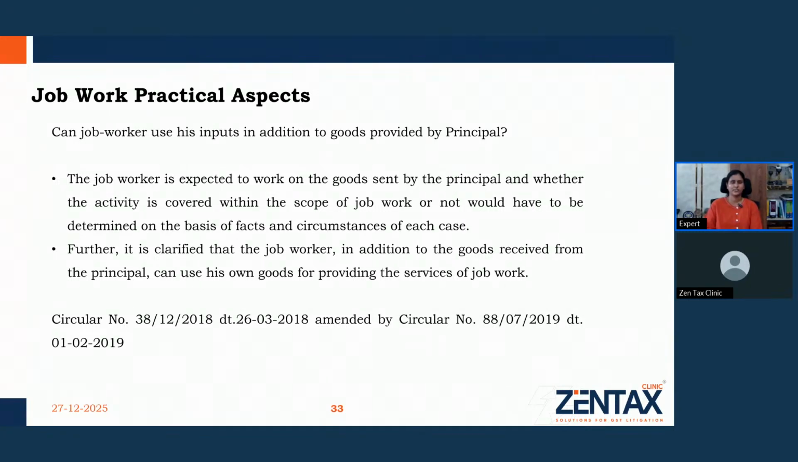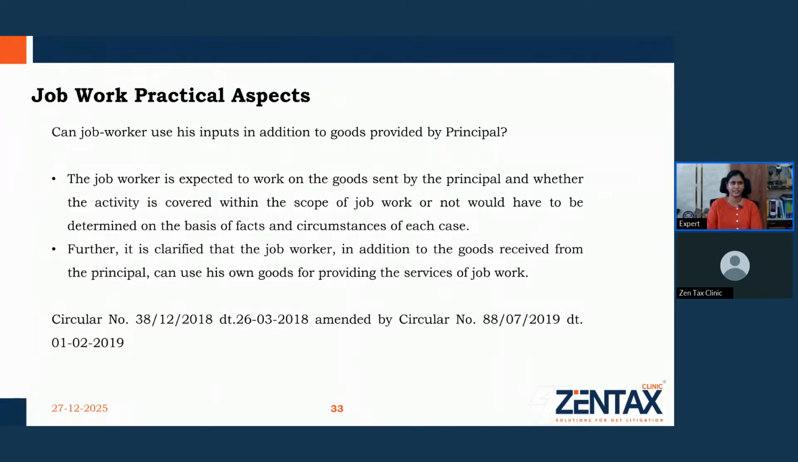Next, we will see two or three practical aspects related to job work. Here, can the job worker use his own inputs in addition to the goods provided by the principal? The job worker is expected to work on the goods sent by the principal, and whether the activity is covered within the scope of job work or not has to be determined on the basis of the facts and circumstances of each case.